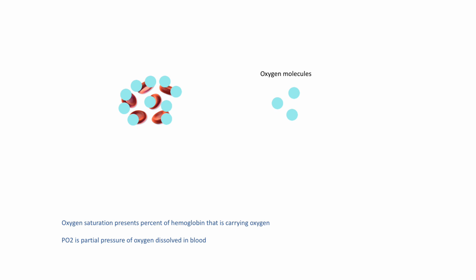Oxygen bound to hemoglobin is measured as percent saturation of hemoglobin, or simply oxygen saturation. And oxygen present in dissolved form exerts a partial pressure and is measured as partial pressure of oxygen, or PO2.